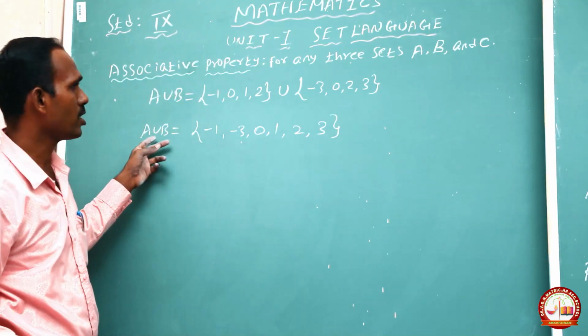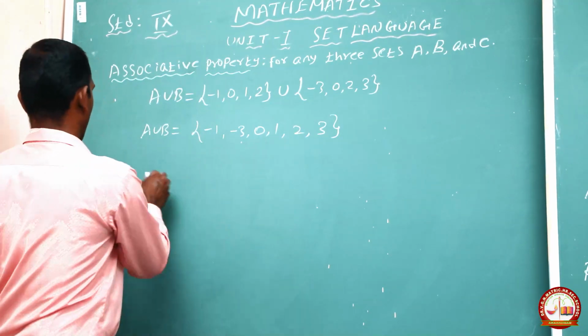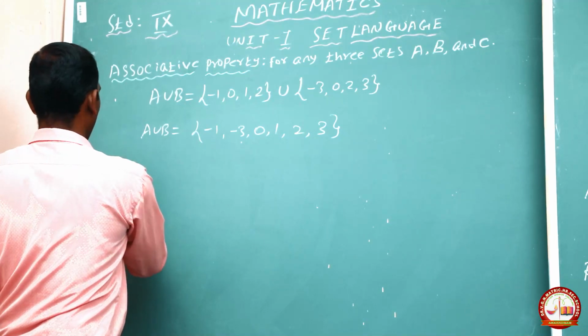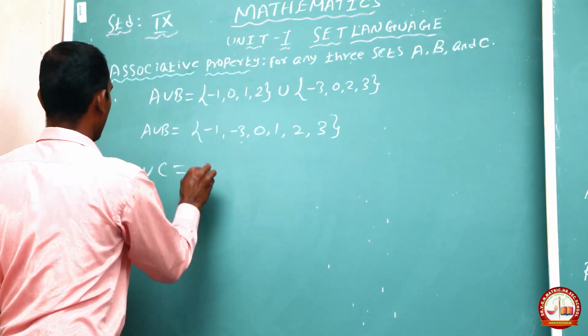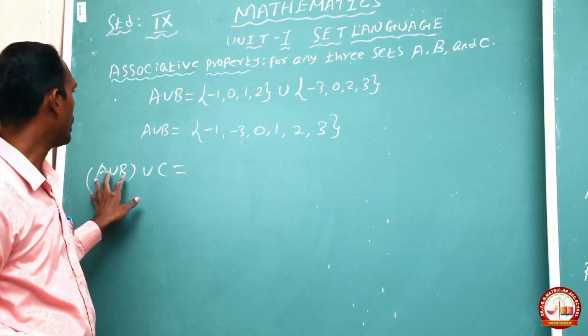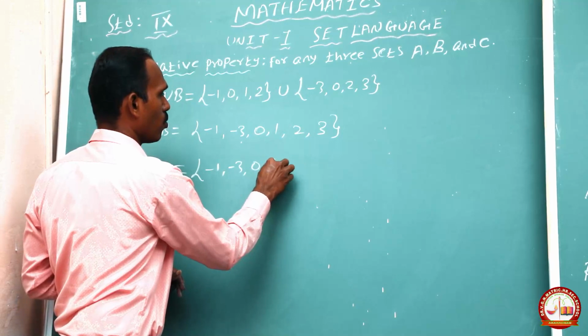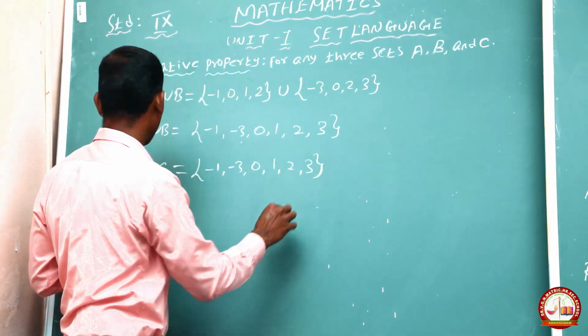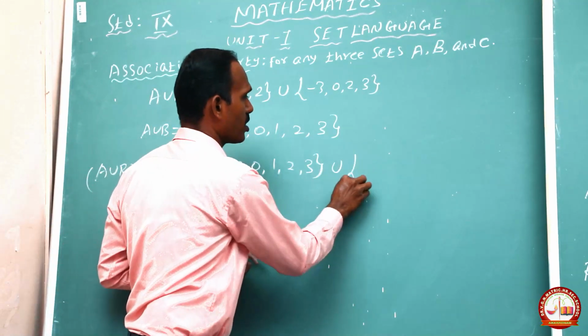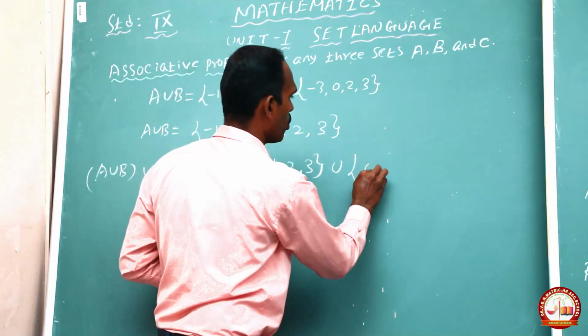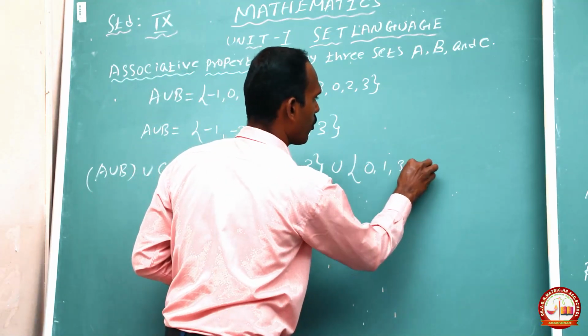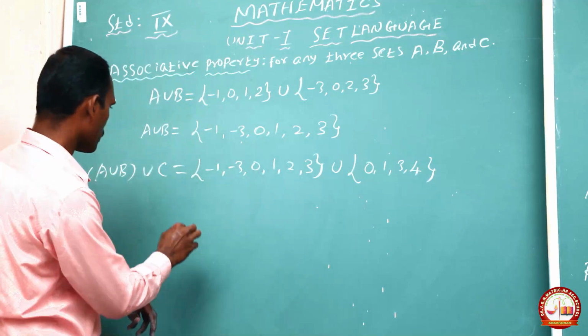Write the 3. This is A union B. Next we go to A union B union C. We already found A union B is -1, -3, 0, 1, 2, 3. Then put the union symbol. What is C set of elements? 0, 1, 3, 4. Okay.